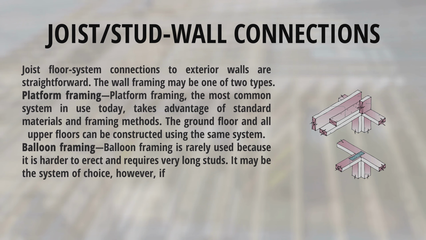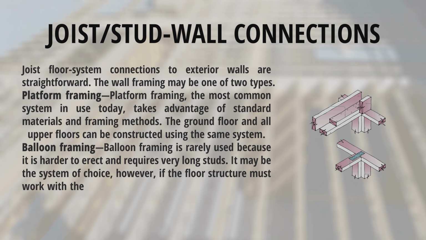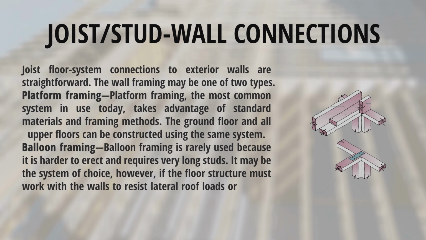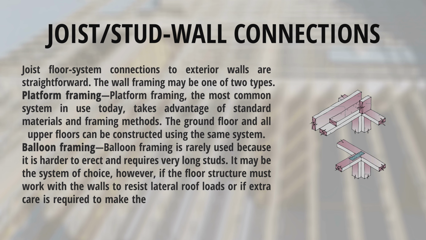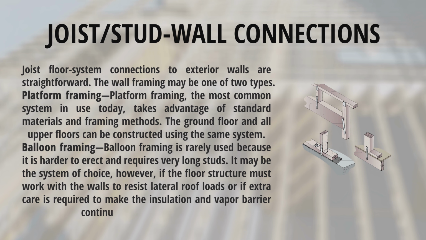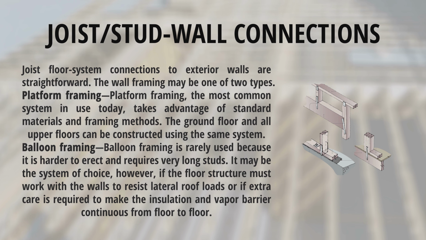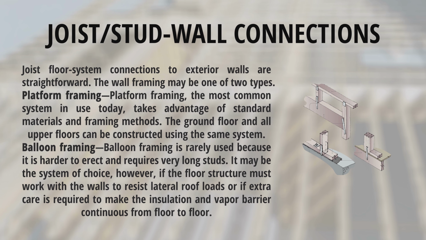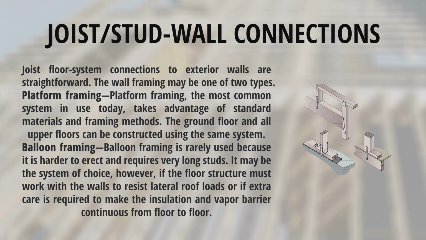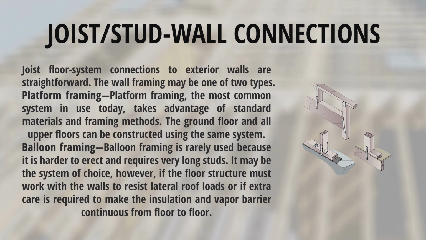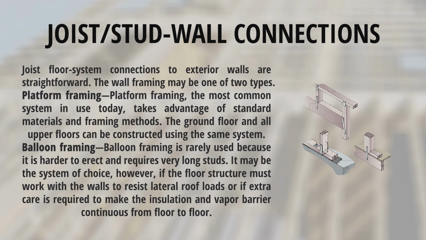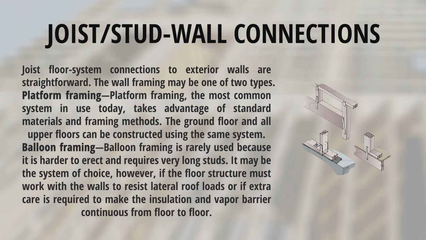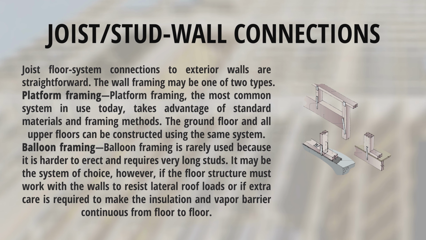It may be the system of choice, however, if the floor structure must work with the walls to resist lateral roof loads, or if extra care is required to make the insulation and vapor barrier continuous from floor to floor. Let's look at this illustration. Joist roof connection, if attic floor. Joist interior wall connections, load-bearing walls or partition walls. Joist exterior wall connections.